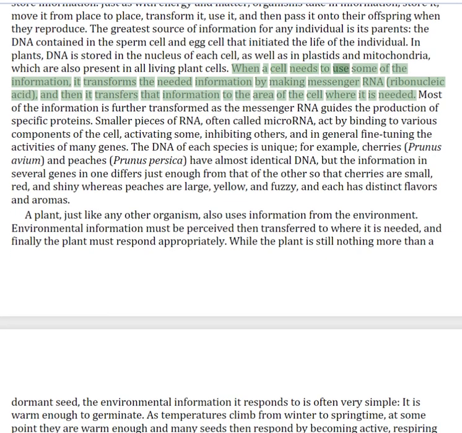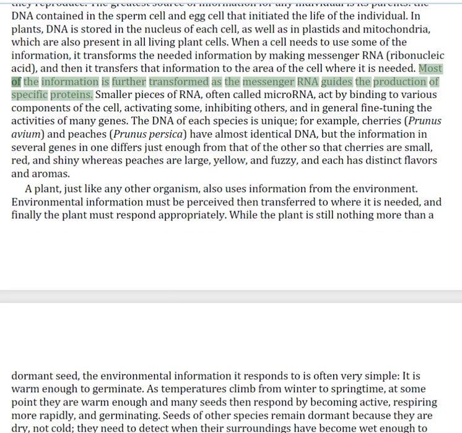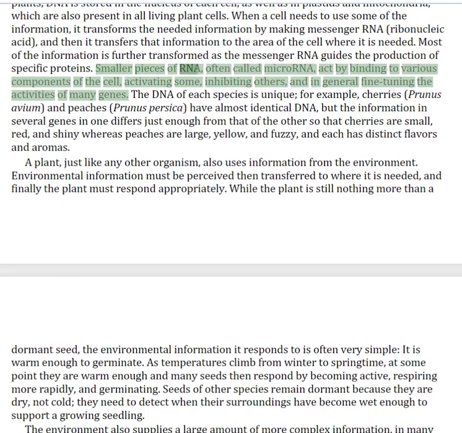When a cell needs to use some of the information, it transforms the needed information by making messenger RNA, and then it transfers that information to the area of the cell where it is needed. Most of the information is further transformed as the messenger RNA guides the production of specific proteins. Smaller pieces of RNA, often called microRNA, act by binding to various components of the cell, activating some, inhibiting others, and in general fine-tuning the activities of many genes.